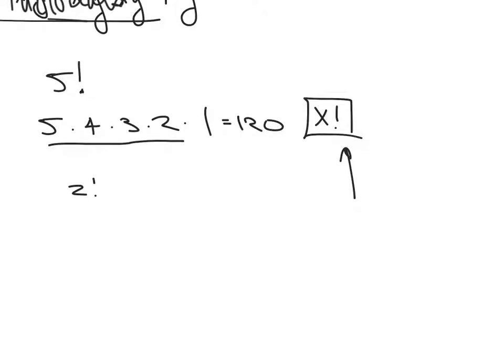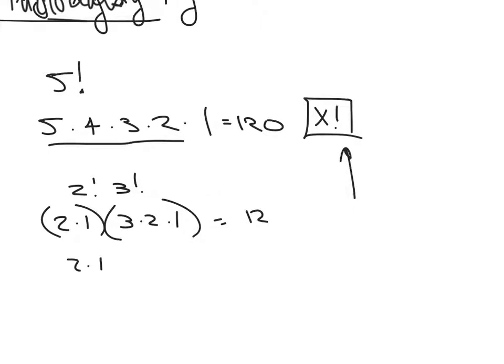Now when we have a 2 factorial times a 3 factorial, that means 2 times 1 times 3 times 2 times 1, which ends up giving me 2 times 3 is 6 times 2 is 12. Alright, so you can just also write 2 times 1 times 3 times 2 times 1. And obviously, the 1 isn't going to change anything, so the only thing you're really multiplying are those.